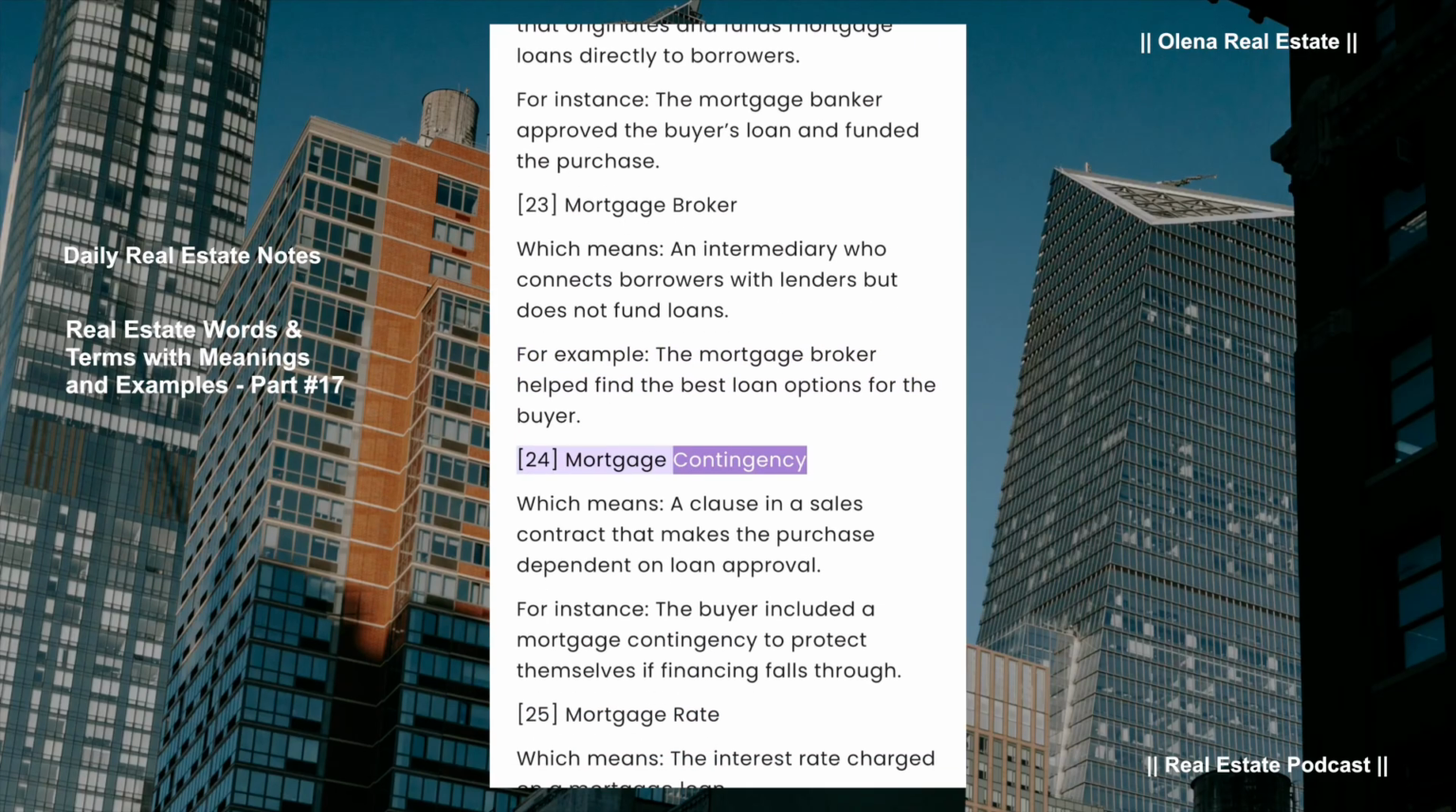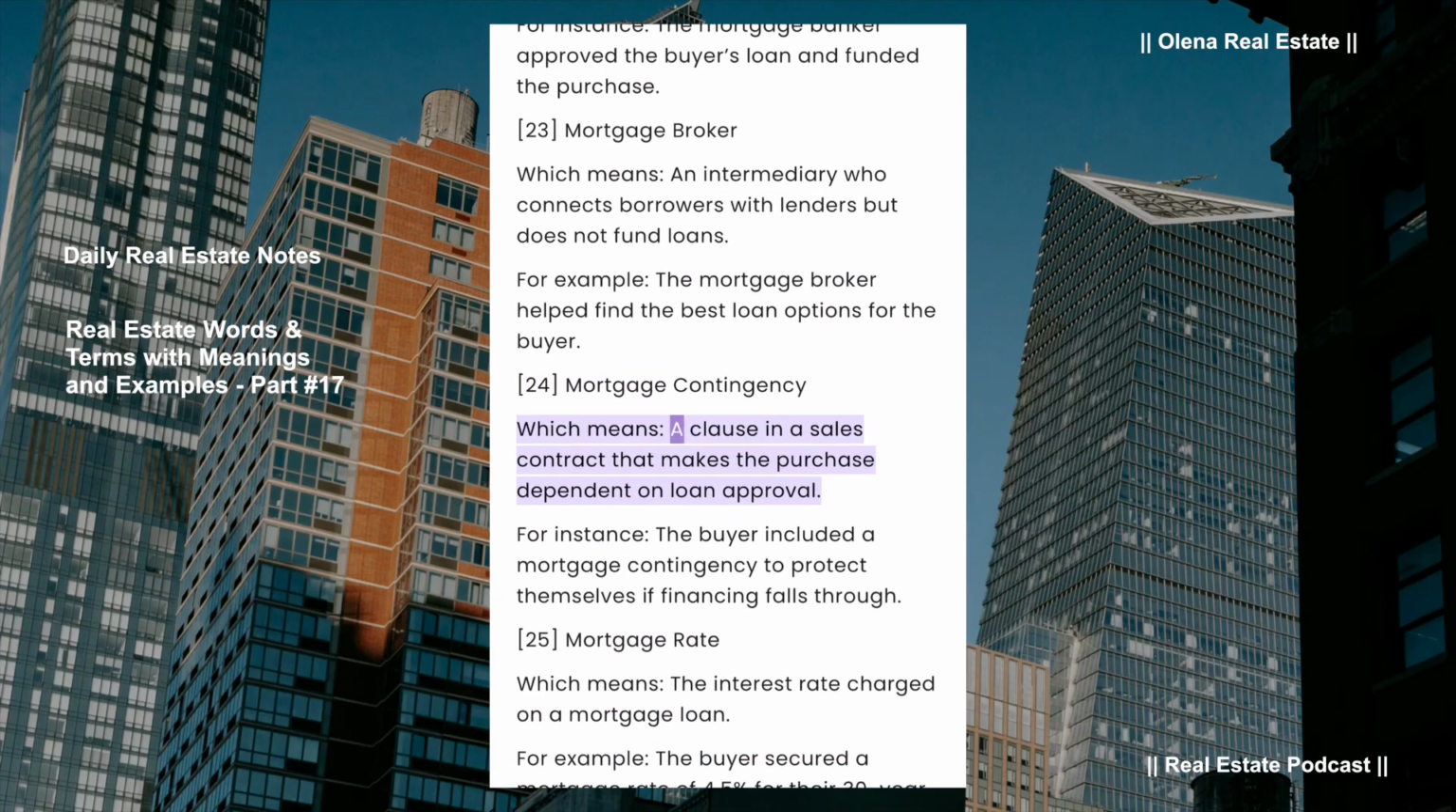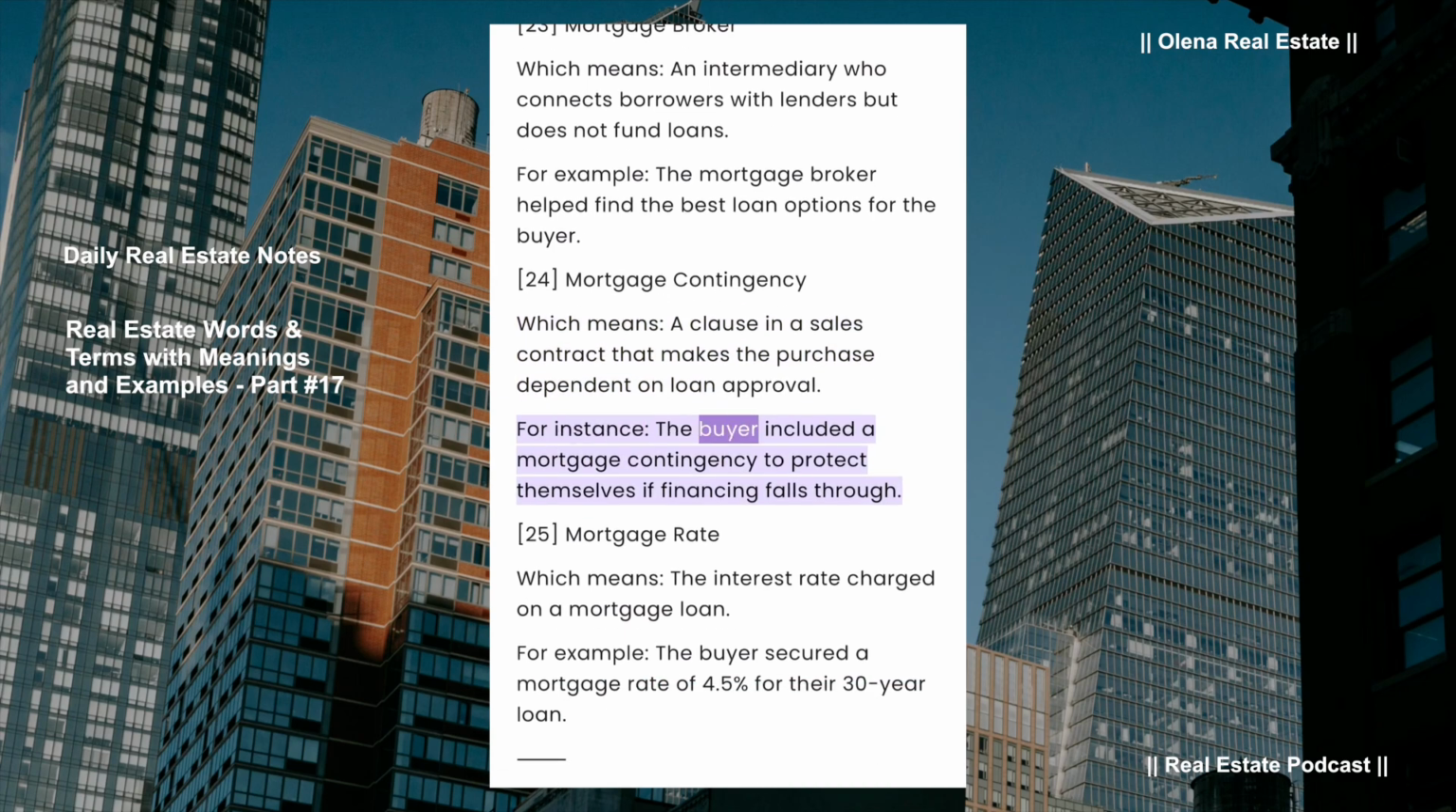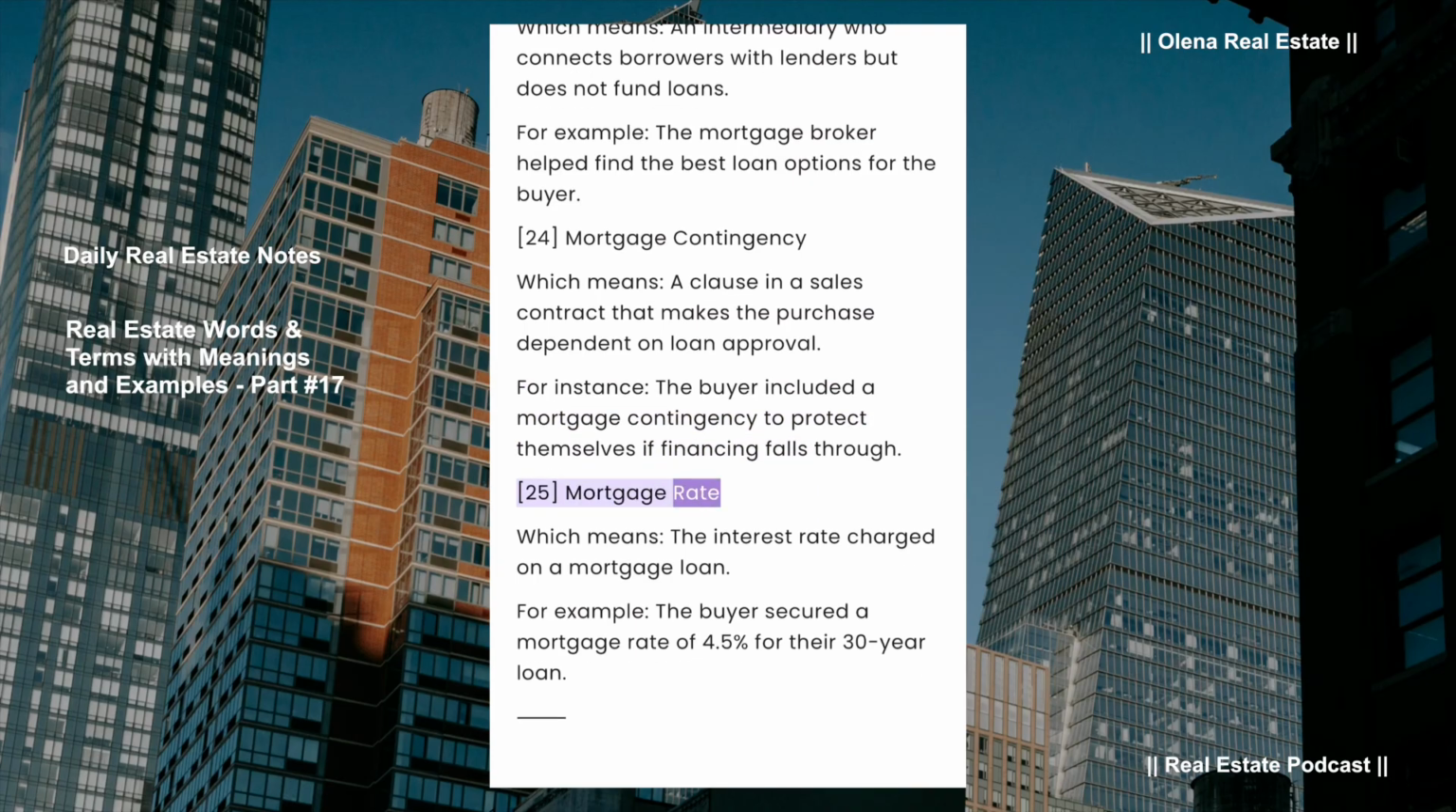Mortgage contingency, which means a clause in a sales contract that makes the purchase dependent on loan approval. For instance, the buyer included a mortgage contingency to protect themselves if financing falls through. Mortgage rate, which means the interest rate charged on a mortgage loan. For example, the buyer secured a mortgage rate of 4.5% for their 30-year loan.